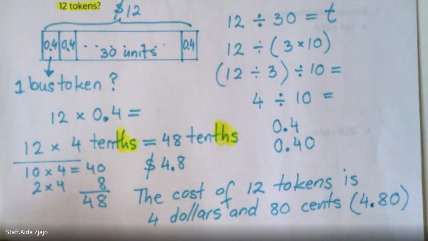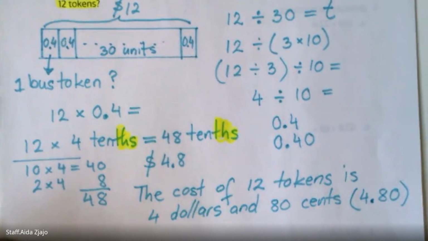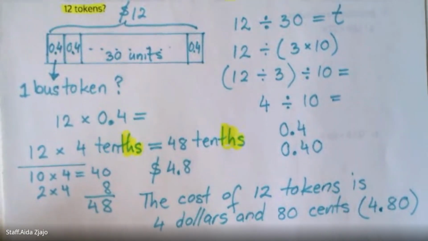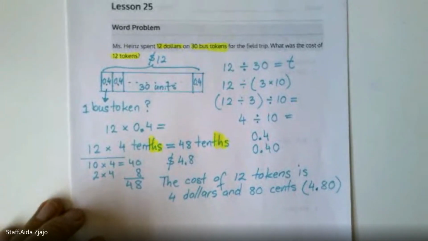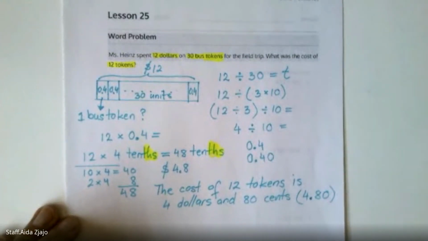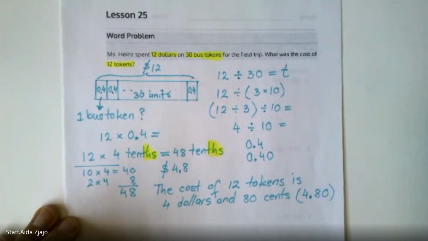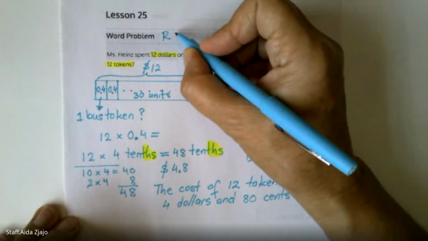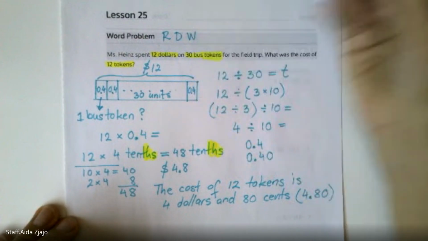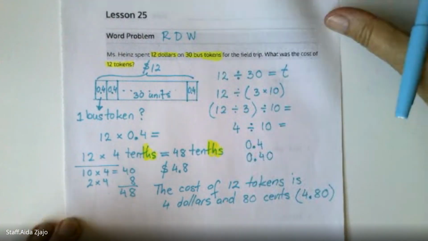All right, so that was what problem? I can make it smaller so you can see. This was a Lesson 25 word problem. We read the problem, we draw a picture, and we write the answer for it.